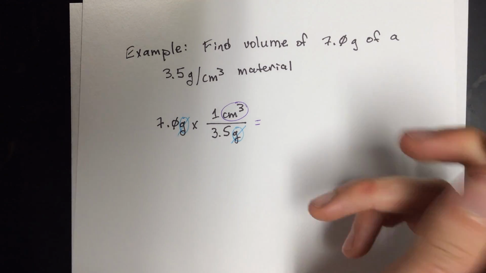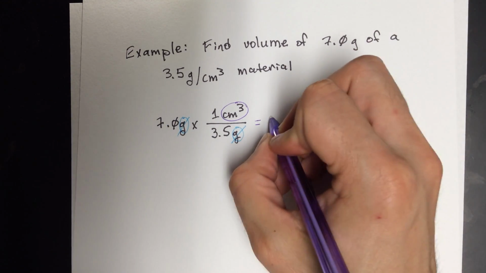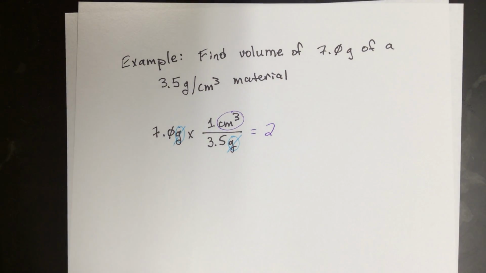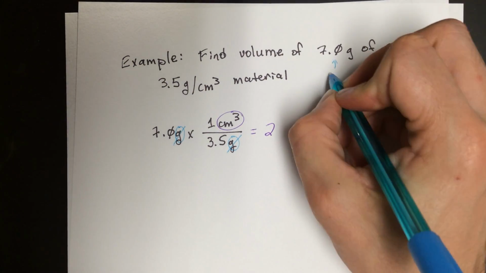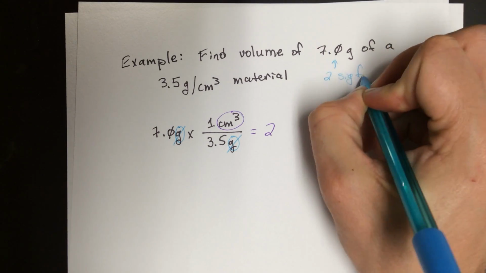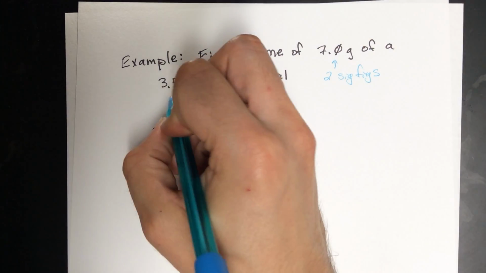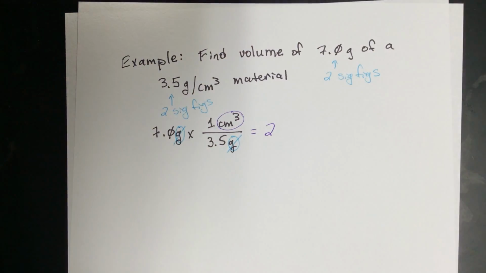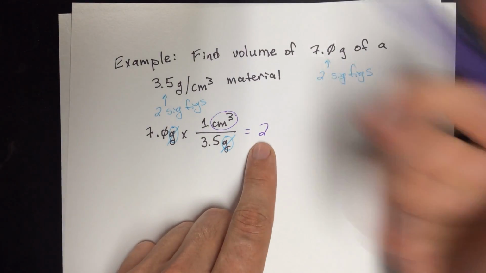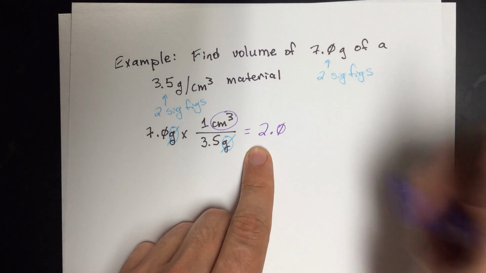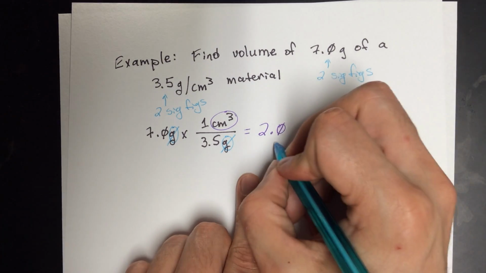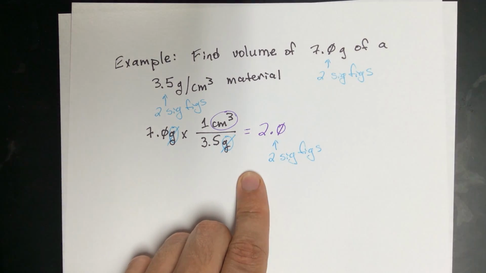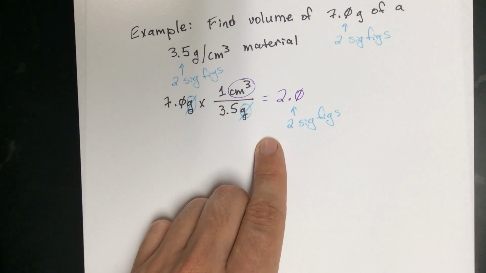I would plug this into my calculator and it would come out as 2. I would go to my original problem and say that 7.0 has 2 sig figs and 3.5 also has 2 sig figs. So that means I need to round my final answer to 2.0 so that it also has 2 sig figs to match the numbers in my problem.